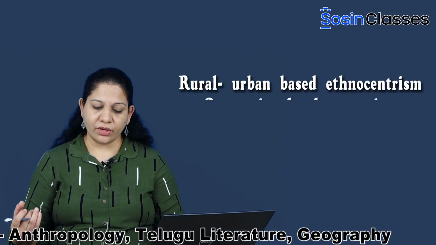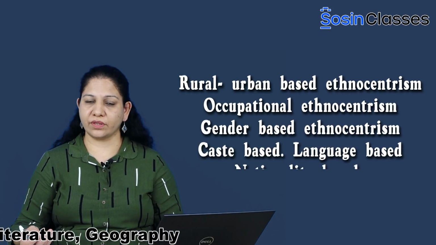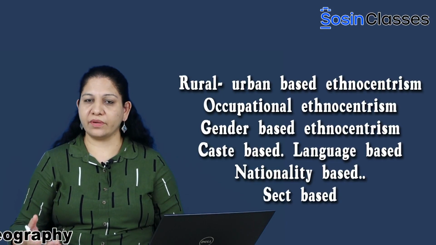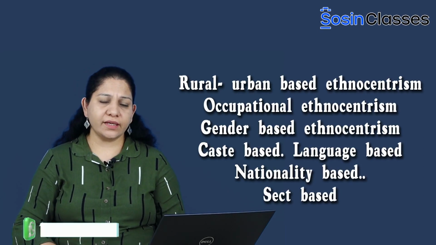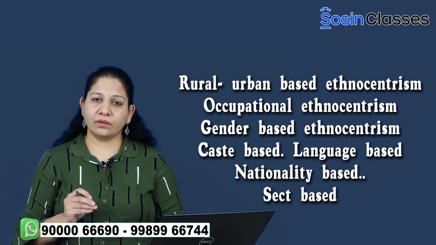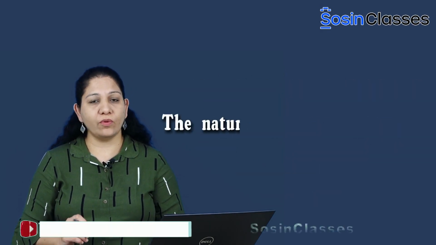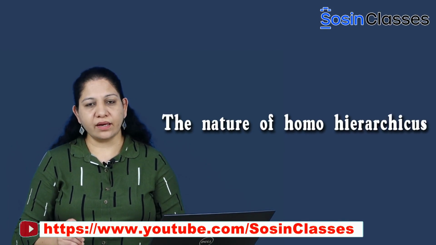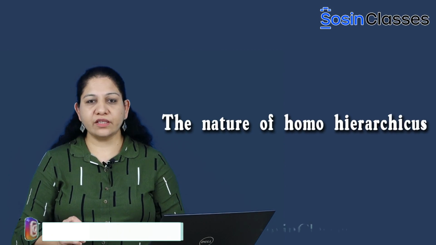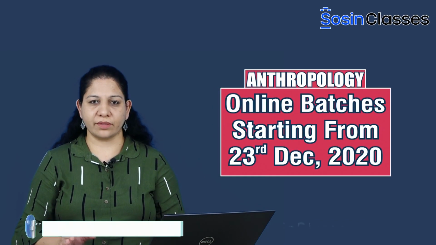Rural-urban ethnocentrism, you have occupational ethnocentrism, gender-based ethnocentrism, caste-based ethnocentrism, language-based, nationality-based, sect-based, and this list is not exhaustive. What you must highlight there is the feature of ethnocentrism exhibits the basic nature of Homo hierarchicus, the Homo sapiens, as a hierarchy-loving entity, a hierarchy-loving species, and ethnocentrism strengthens this hierarchical system that is prevailing in Homo sapiens.